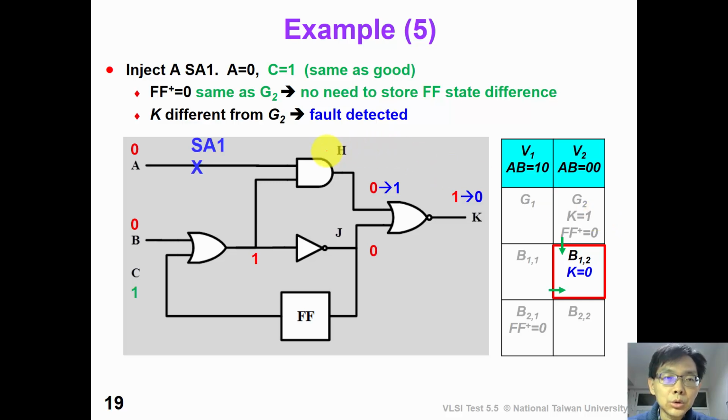Now let's move on to the first fault. We inject A stuck at 1, 4 here into the circuit, which will trigger this event, followed by this event. Since k is different from that of the good value, we know that fault 1 is detected by this vector v2. However, the next value of the flip-flop is unchanged, so we do not need to record anything about the flip-flop.